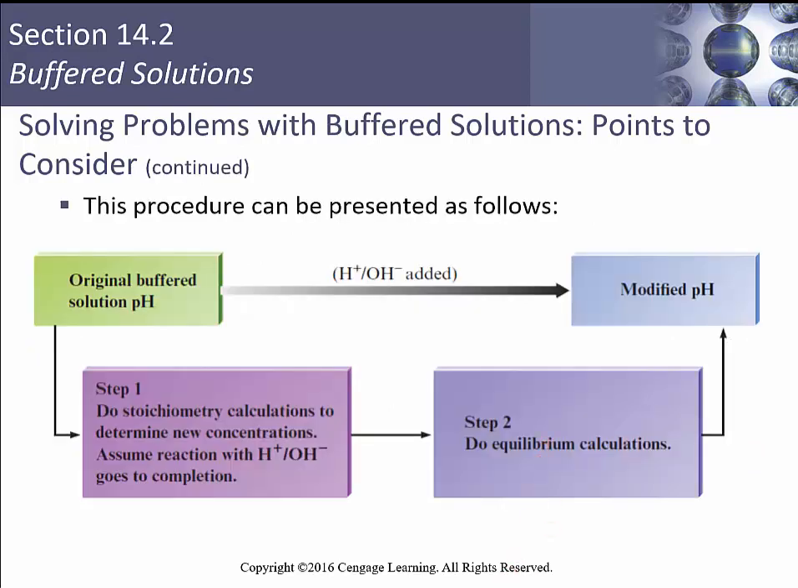So here's the problem-solving algorithm. We're going to start with an original buffered solution. We're going to add some H plus or OH minus, and we're going to get a modified pH. Step one is we're going to do some stoichiometry calculations to figure out our new concentrations of conjugate acid and conjugate base. Step two, we're going to do an ice table, so then we'll figure out the modified pH. We've got to break this down into two steps: one where we're doing stoichiometry, consuming some of our weak acid or weak base, and then we throw that into a new modified ice table.